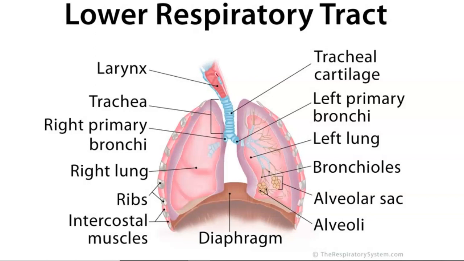If you're in band or choir, I'm sure that you've heard of your diaphragm. Breathe from your diaphragm. And then the ribs and the muscles that connect the ribs are also really important for helping you get air into and out of your lungs. And we'll talk about how that works as well.